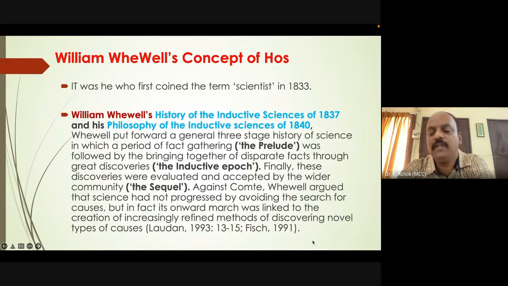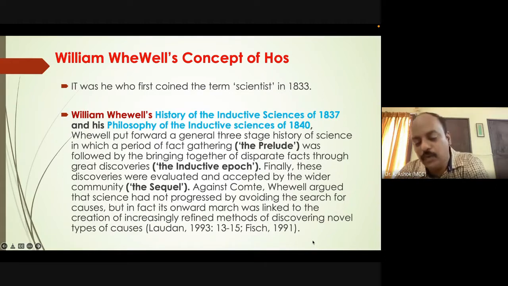William Whewell wrote two important books, The History of the Inductive Sciences of 1837 and The Philosophy of the Inductive Sciences of 1840. In these two works, he put forward a blueprint according to which the history of sciences should be written. He said there are three stages. The first stage is the prelude, the second stage is the inductive epoch, and the third stage is the sequel.